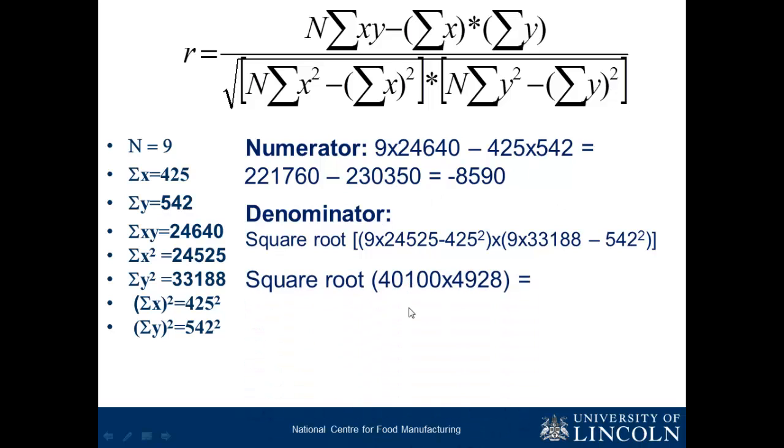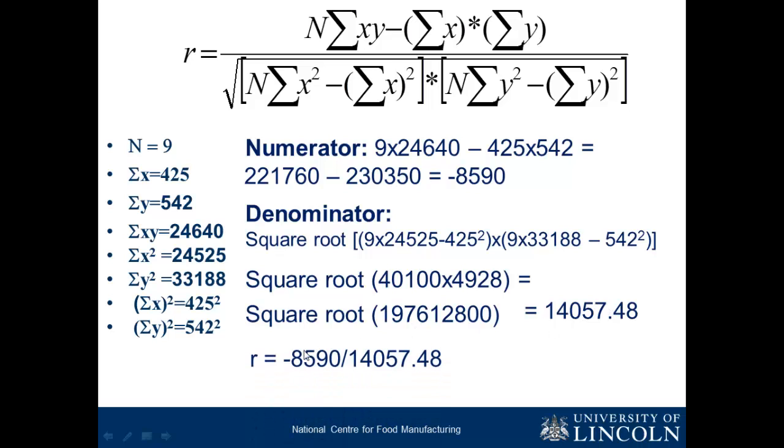So what do you have next? Square root. You've multiplied this one by this one. You've taken this one away. Okay. So 9 multiplied by 24525 minus 425 square. You get this. And 9 multiplied by 33188 minus 542 square. You get this. So you multiply them by themselves, you get this. Then find the square root of that. You have 14057.48. Now that is our denominator.